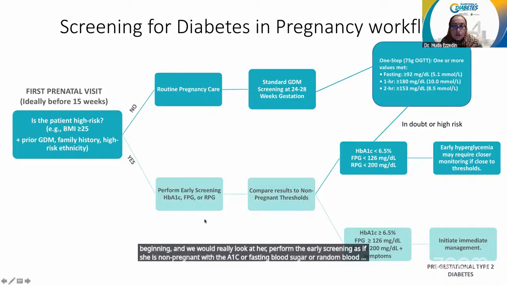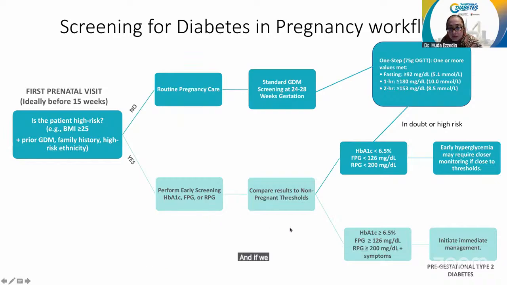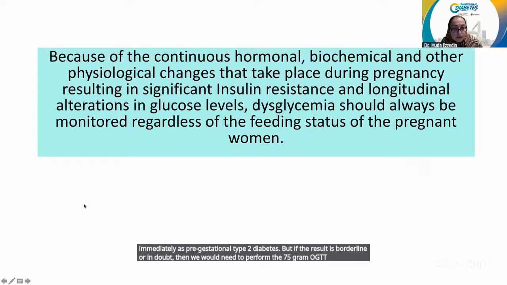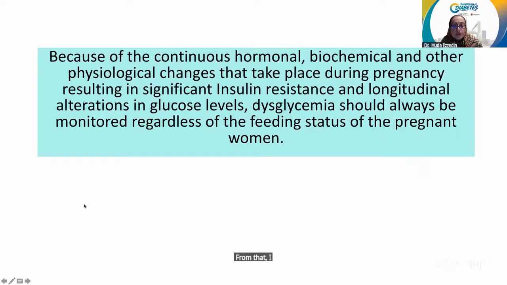Compare these results with the non-pregnant thresholds, and if we have an abnormal result, then we can initiate the treatment immediately as pre-gestational type 2 diabetes. But if the result is borderline or in doubt, then we would need to perform the 75-gram OGTT. From that, I move on to the monitoring.